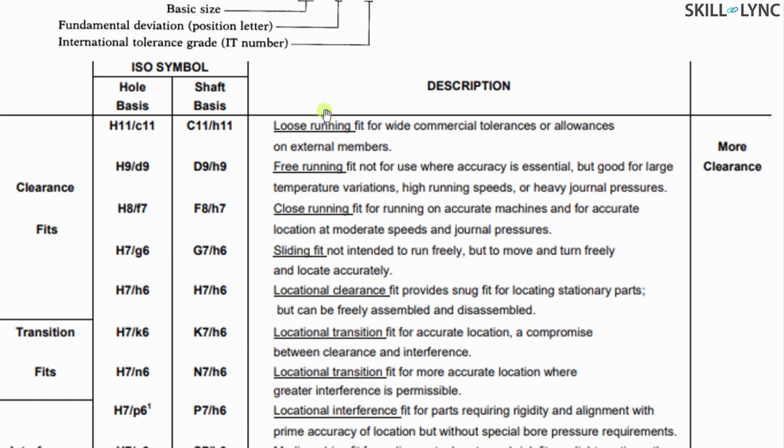You can see the clearance keeps on reducing, and in this sliding fit, it is not intended to run freely but to move or turn freely and locate accurately. In this condition, you use this. Whereas at the least part of this clearance, you have your location clearance.